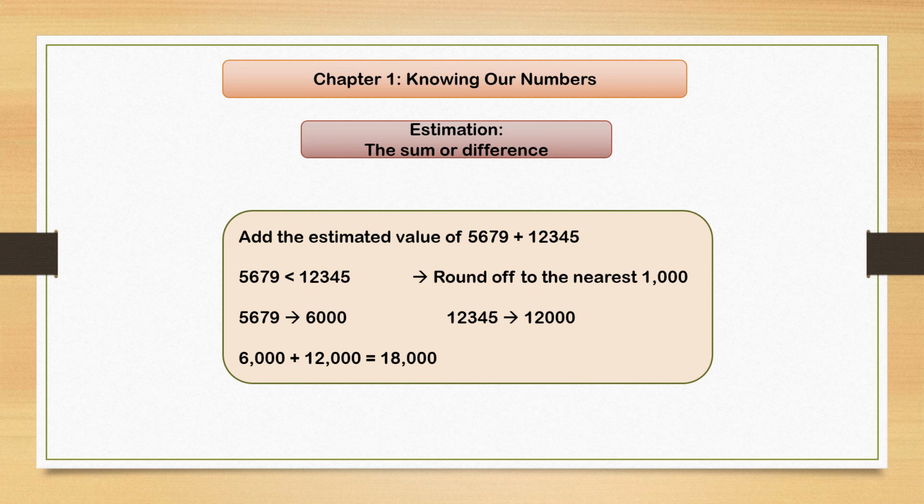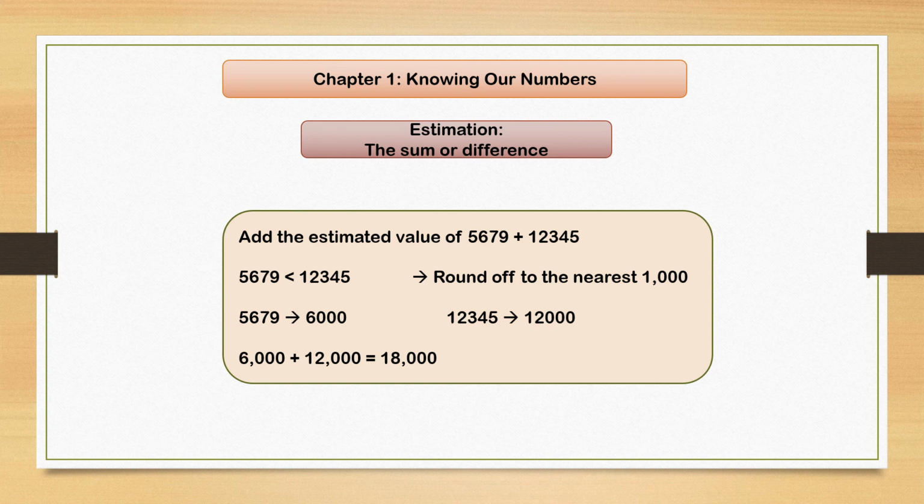As you can see that 5,679 has 4 digits and the other number has 5 digits. So, we will round off both the numbers to the nearest thousands. Why did we round off the numbers to the nearest thousand? Because the smaller number has 4 digits.